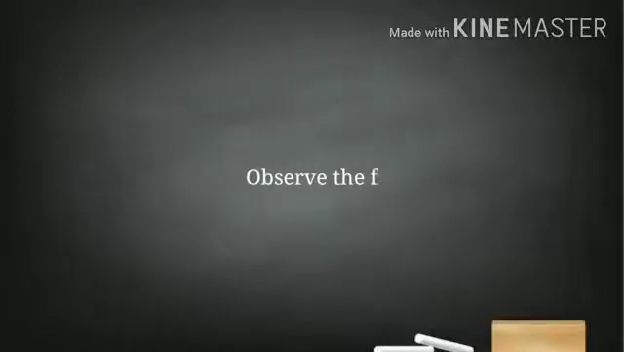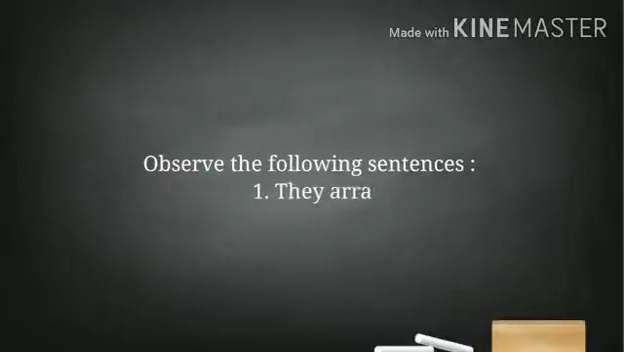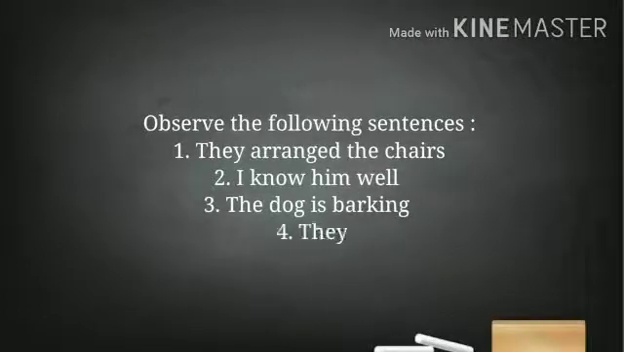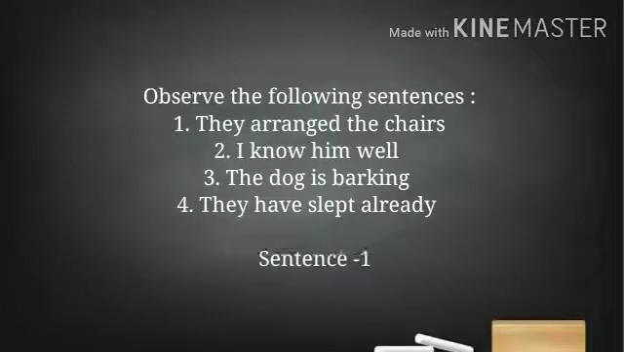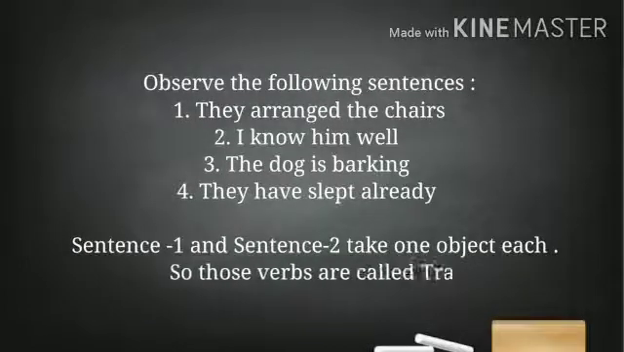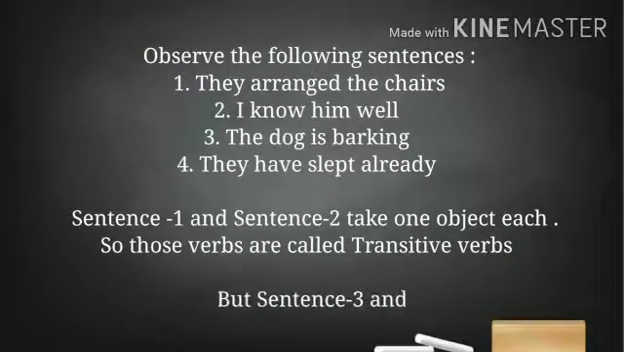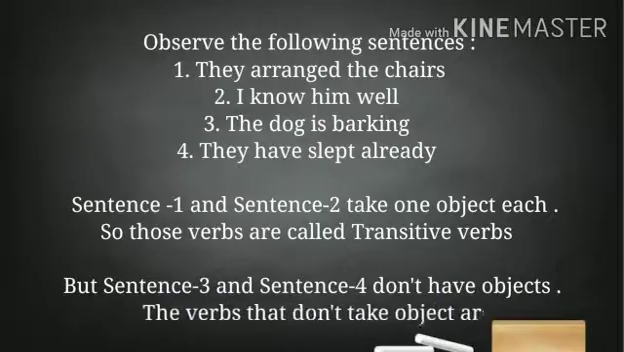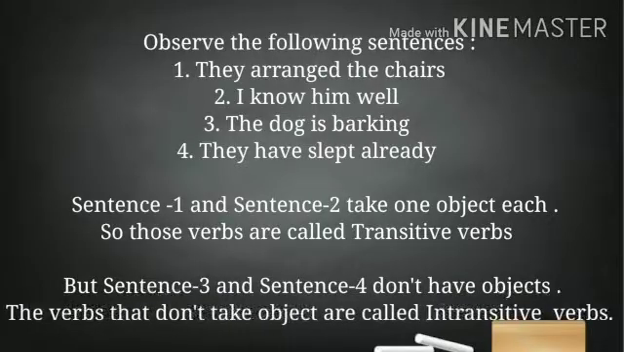Observe the following sentences. They arranged the chairs. I know him well. The dog is barking. They have slept already. Sentence 1 and sentence 2 take one object each. So these verbs are called transitive verbs. So the verbs which take objects are called transitive verbs. But sentence 3 and sentence 4 don't have objects. The verbs that don't take any object are called intransitive verbs.